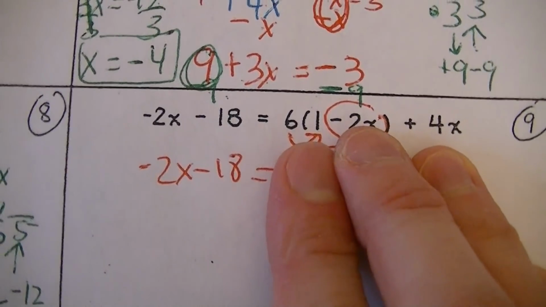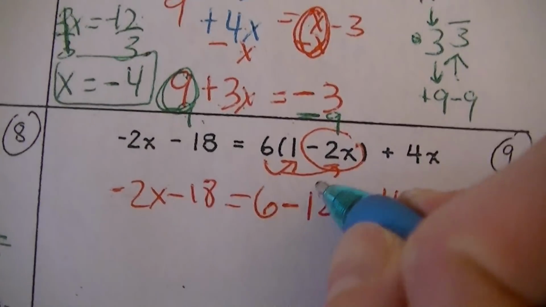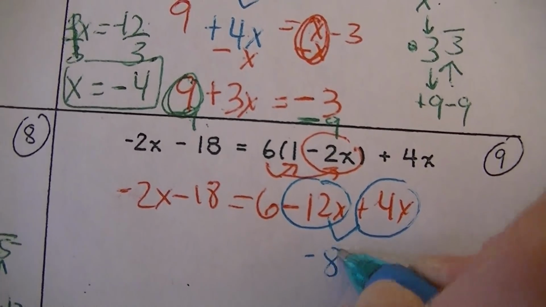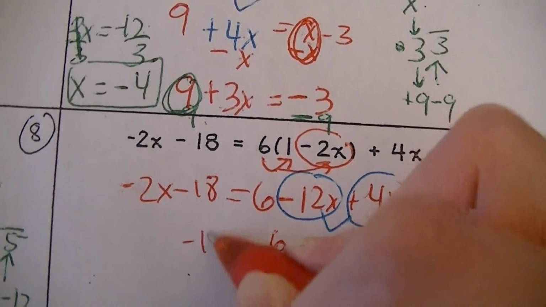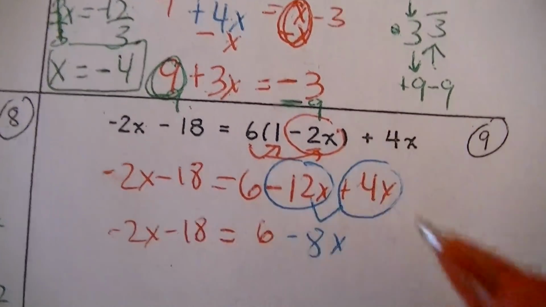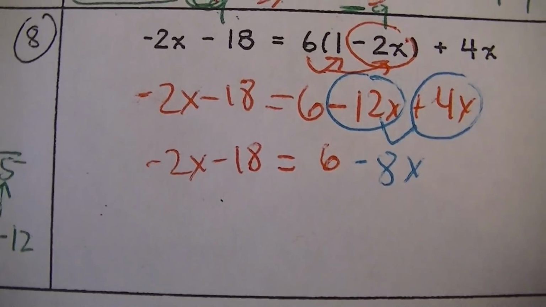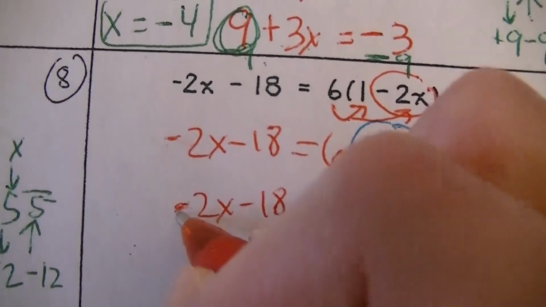Okay, nothing on that side that I can combine. That side, yeah, there's still like terms that I can combine. So negative 12x plus 4x is negative 8x. Bring everything down just like you see it. Okay, do not build it yet. You got to move them to the same side of the equal sign, those variables. So I'm going to go ahead and move them to the right. So the inverse operation of minus 2x is to add 2x.